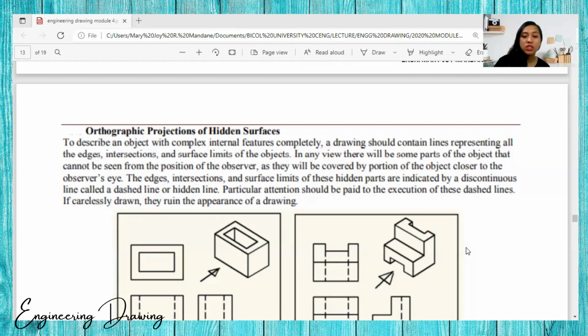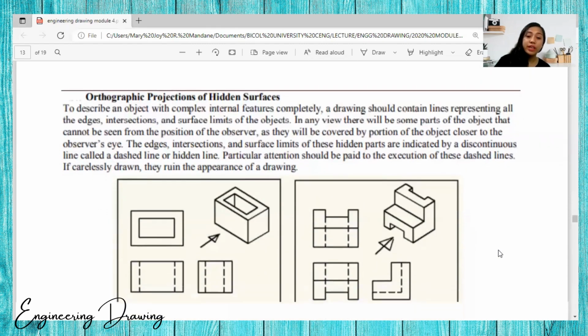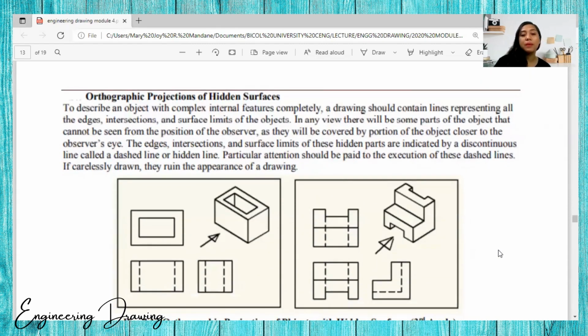The edges, intersections, and surface limits of these hidden parts are indicated by the discontinuous line called a dashed line or hidden line. Particular attention should be paid to the execution of these dashed lines. If carelessly drawn, they ruin the appearance of the drawing. So, it's really important that you understand kung kailan kayo gagamit ng mga hidden lines.